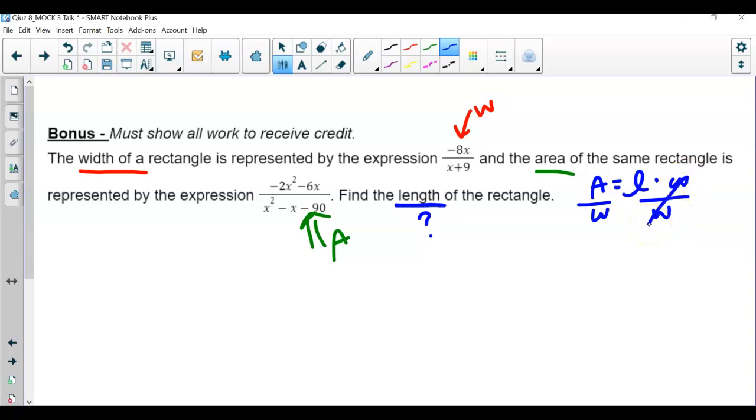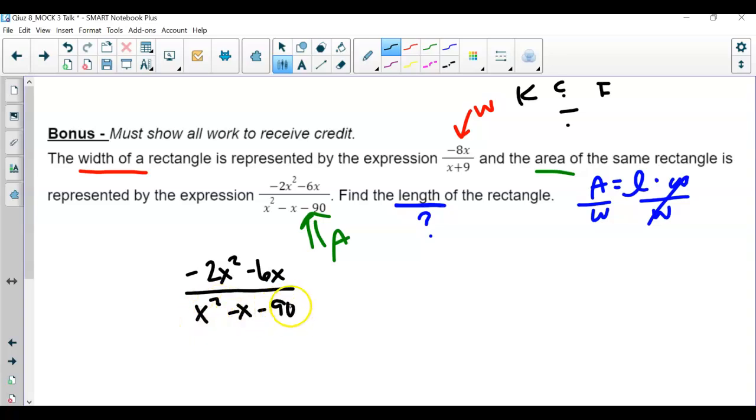So you had to set this up. So some people, you just did it in order. You had to make sure to read the order. So it's always the area. So you're going to divide this problem. However, this is a keep, change, flip because you're dividing. So I'm going to keep the first, which is actually the area. So I'm going to keep negative 2x squared minus 6x because that's the area. That's what you were supposed to put first.